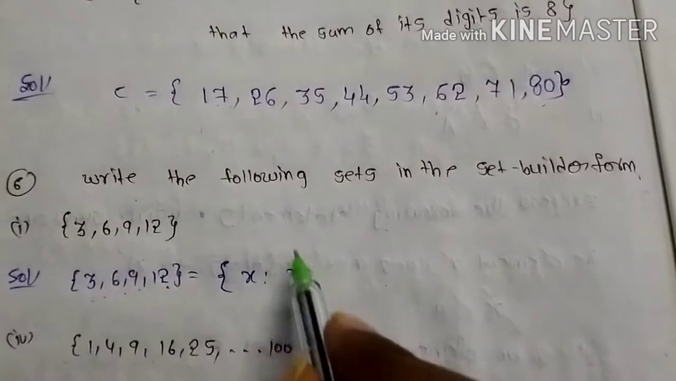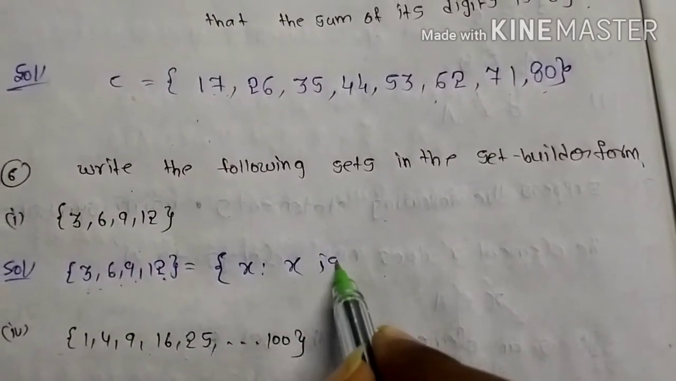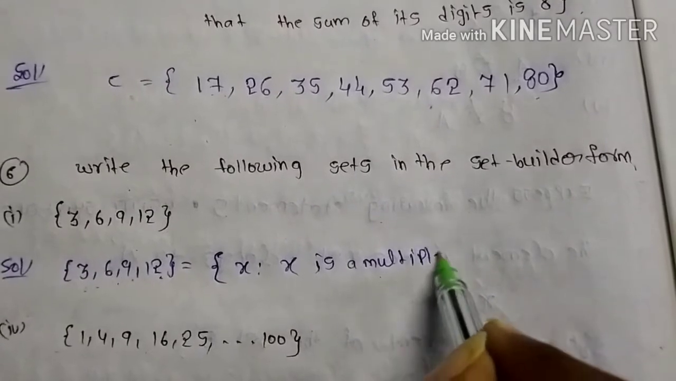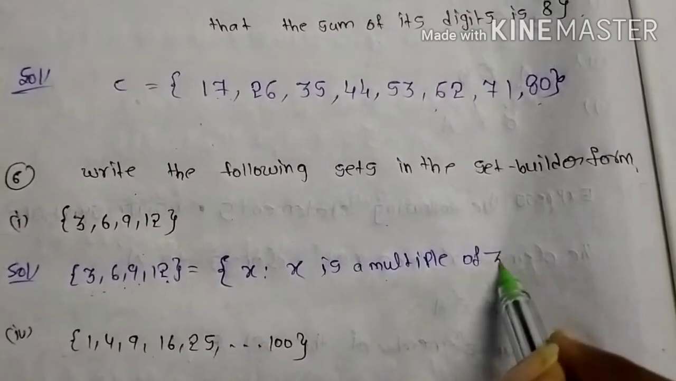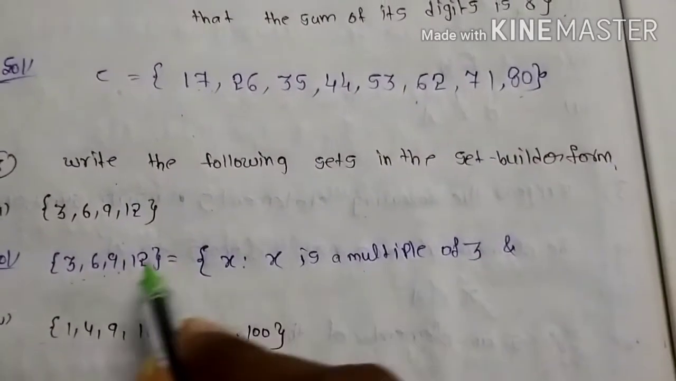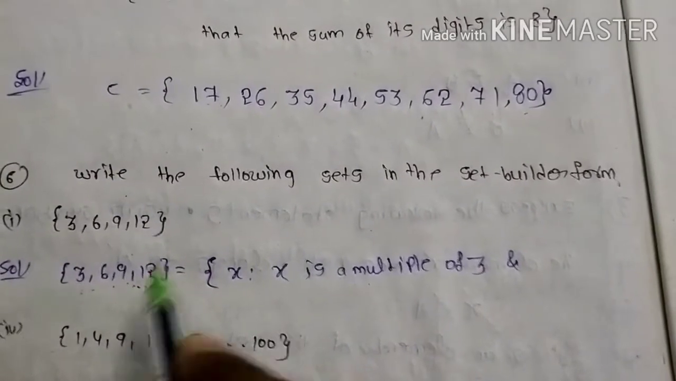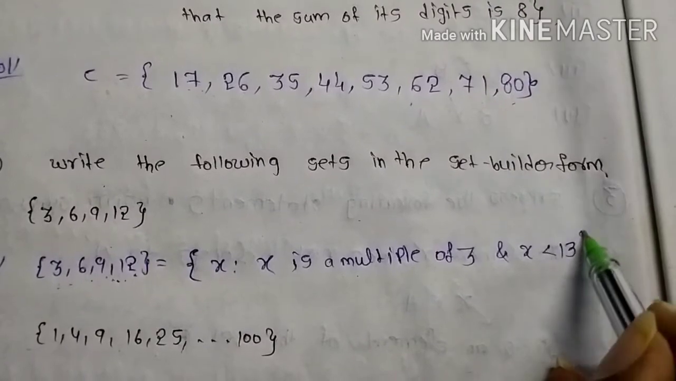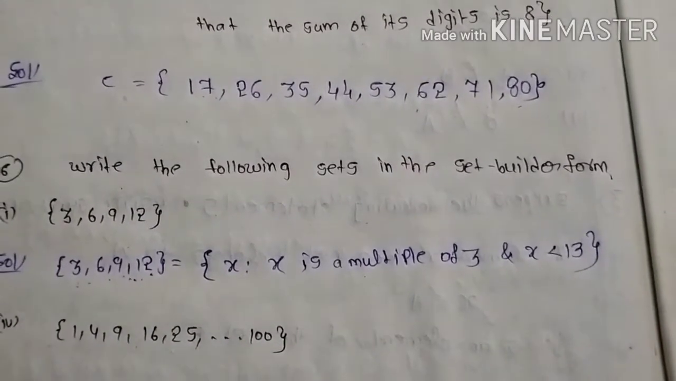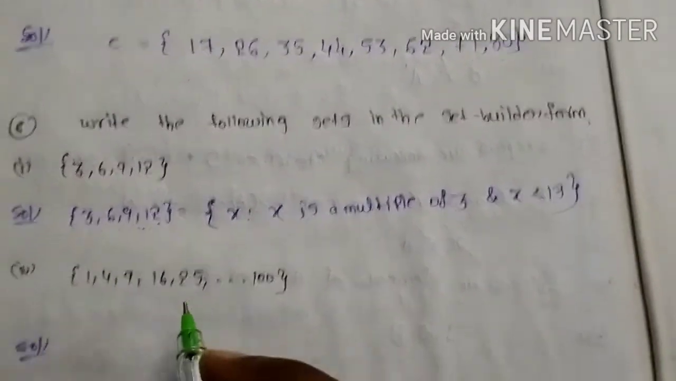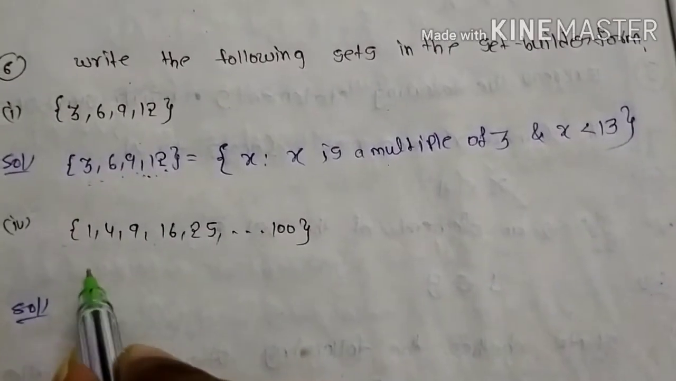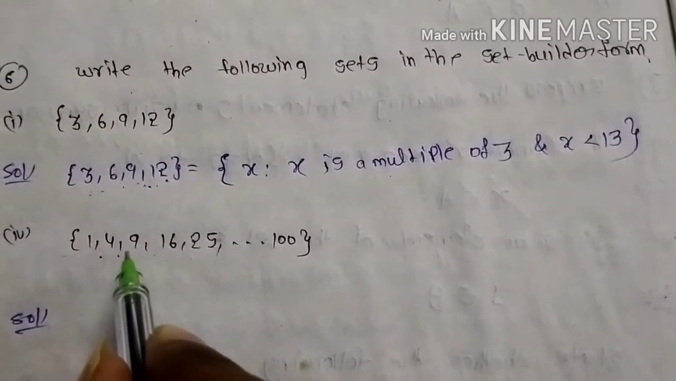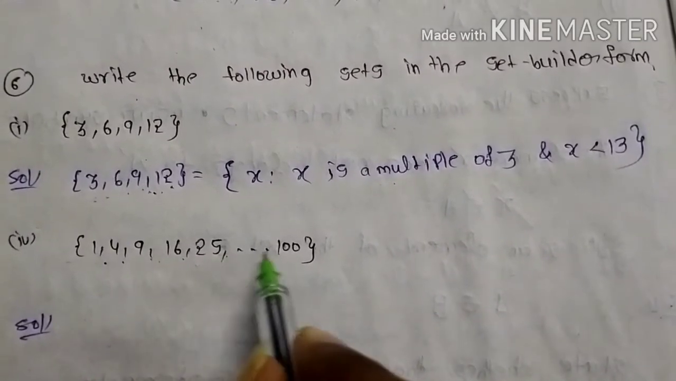Yes or no? Yes. So you can write here x is a multiple of 3, and this x is less than 13 or not? Yes, you can write here x less than 13. Your set builder form is over. Yes or no?